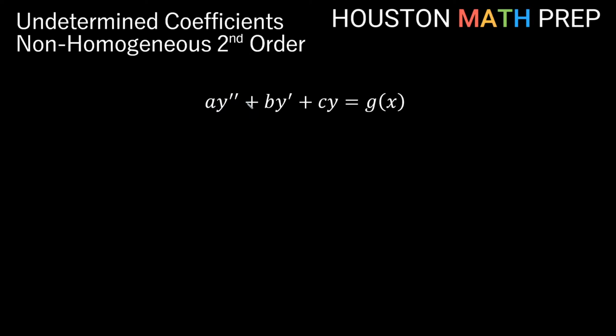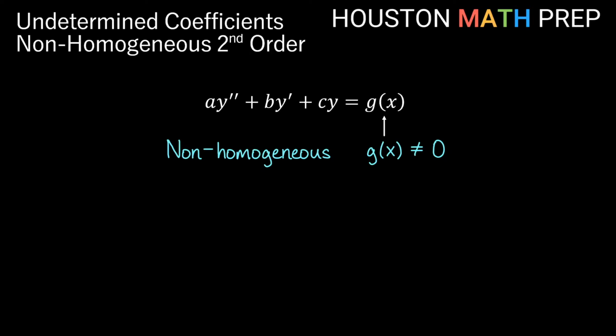We've got a y double prime plus b y prime plus c y equals some function of x we're calling g of x. If this is a linear equation with constant coefficients, in other words, we assume a, b, and c are all constants, and for this equation to be non-homogeneous, then remember g of x needs to not be 0, so we don't have 0 on, say, the right-hand side of the equation. Then this is a case where we might use the method of undetermined coefficients.